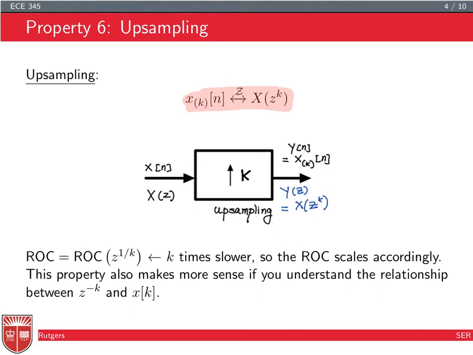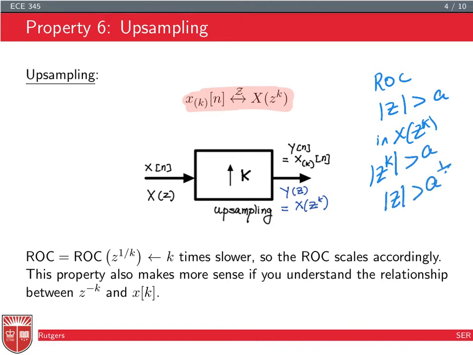So you just replace in the equation of the ROC, you replace z by z to the power 1 over k. For example, let's suppose that the ROC was z greater than a, and in x of z to the k, the ROC is going to become the norm of z to the k is greater than a. This means that the norm of z is greater than a to the power 1 over k. So that's what's going on.